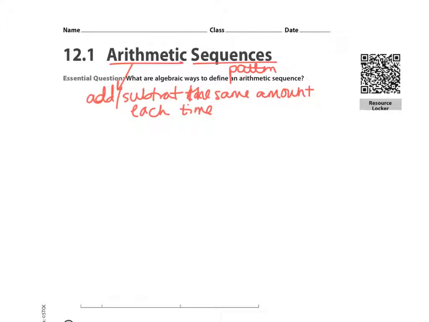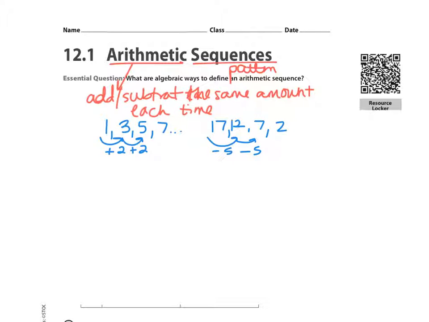Okay, so some examples of that would be like 1, 3, 5, 7, right? Our odd numbers are arithmetic because if we look, each time we are adding 2. We could also count backwards, and we could have like 17, 12, 7, 2, right? On this one, we're subtracting 5 every time. That's also arithmetic. Some definitions that you need to know.